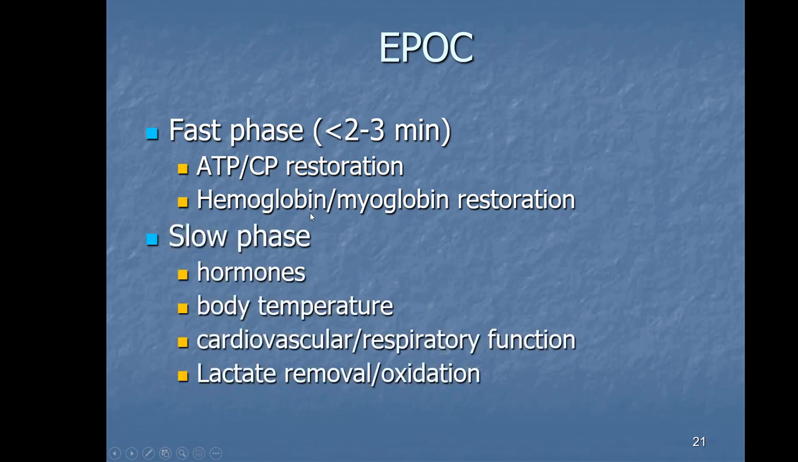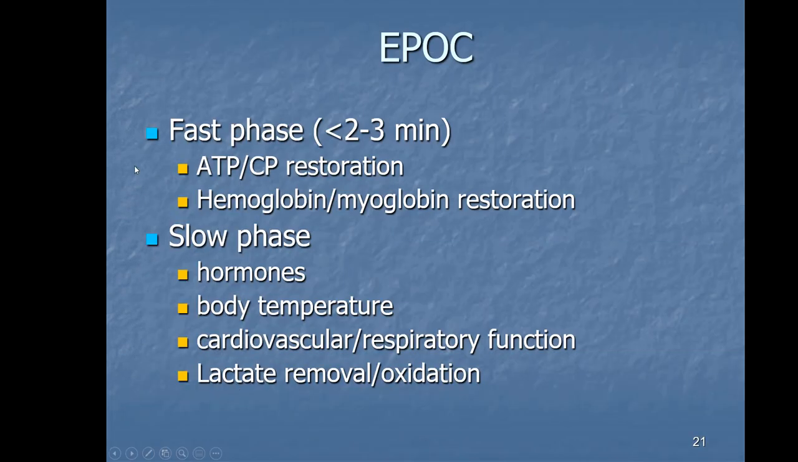And then that slow phase, it's the long drawn out phase of EPOC, due to elevated hormones like catecholamines and thyroid hormones, which are keeping metabolism high. Body temperature is still elevated. That's going to utilize oxygen. Cardiovascular and respiratory function, so things like your heart rate still elevated, breathing still elevated, all that requires energy, so VO2, or oxygen consumption, is higher. And then lactate removal and oxidation, so things like the Cori cycle, all that requires oxygen too, so that's going on after exercise.